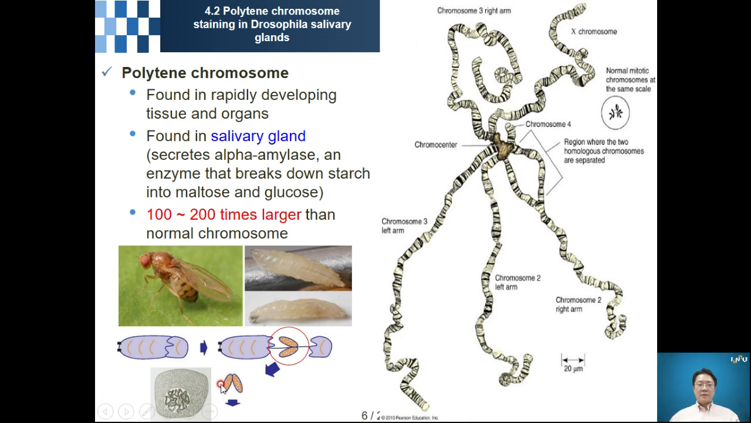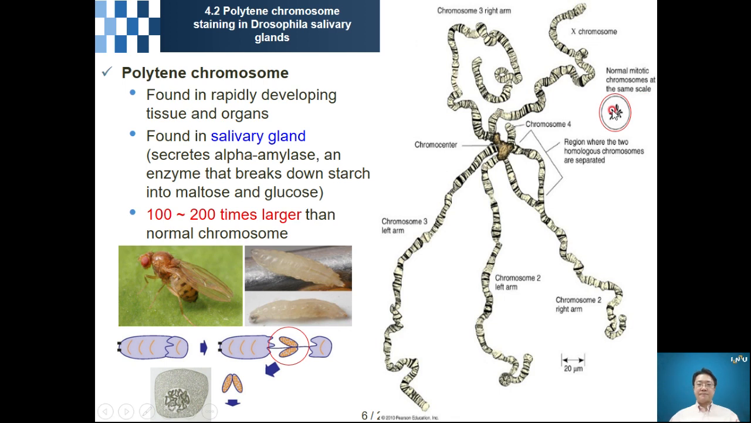If you magnify the salivary gland, we see that in most cases, most of the space is occupied by the nucleus, and this is the polytene chromosome. Polytene chromosome is 100 to 200 times larger than a normal chromosome. So this is the normal mitotic chromosome in fruit flies. It means that the polytene chromosome is 100 to 200 times larger than a normal chromosome.